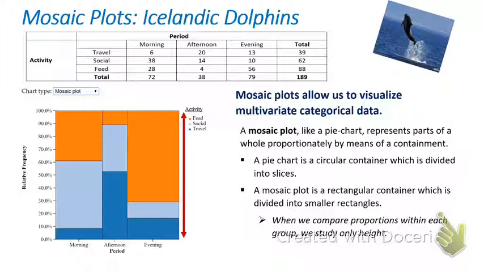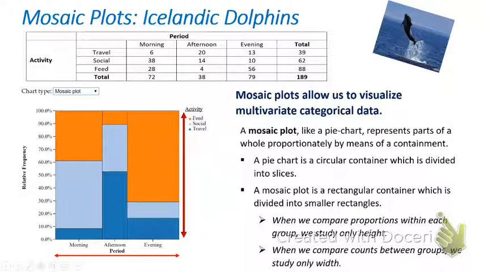But if you want to compare the size of the subgroups, so compare the amount of activity happening in the morning, the afternoon, and the evening, then you're looking at the width. So you can see there's less activity in the afternoon, and that's noted by how the afternoon bar is more narrow than the morning or the evening bars.